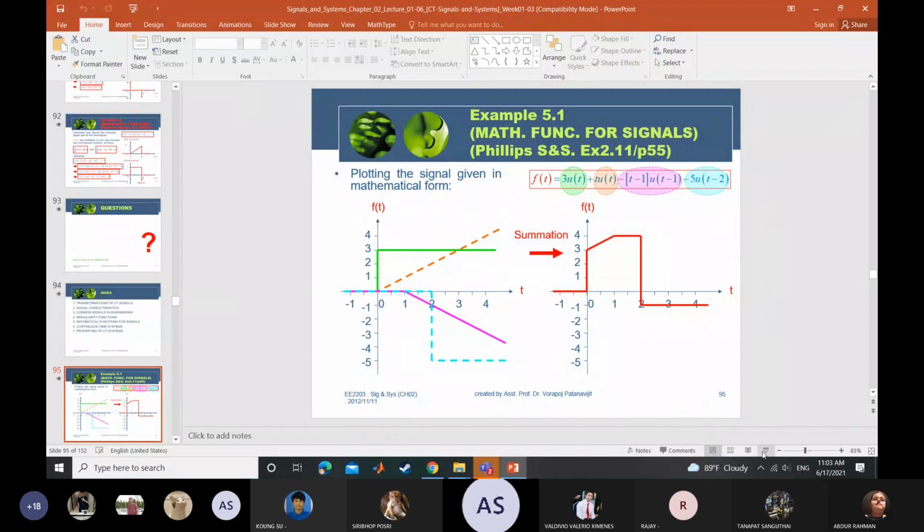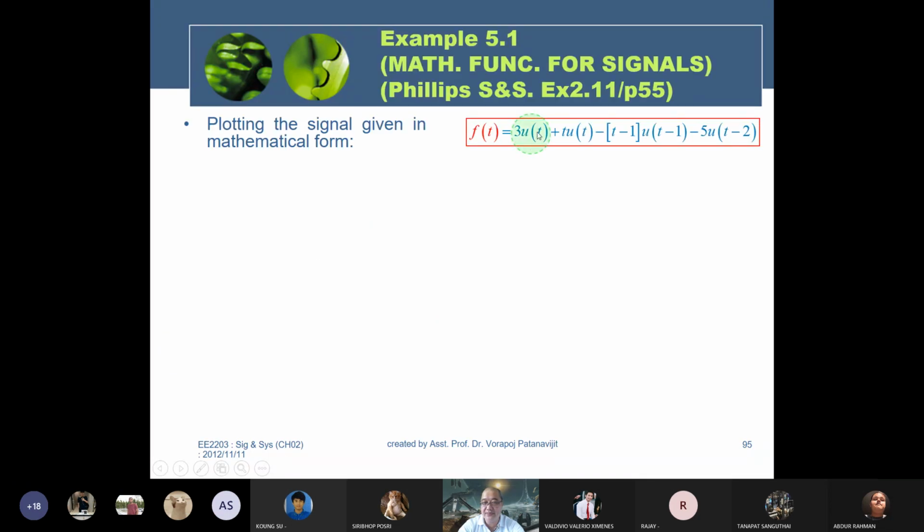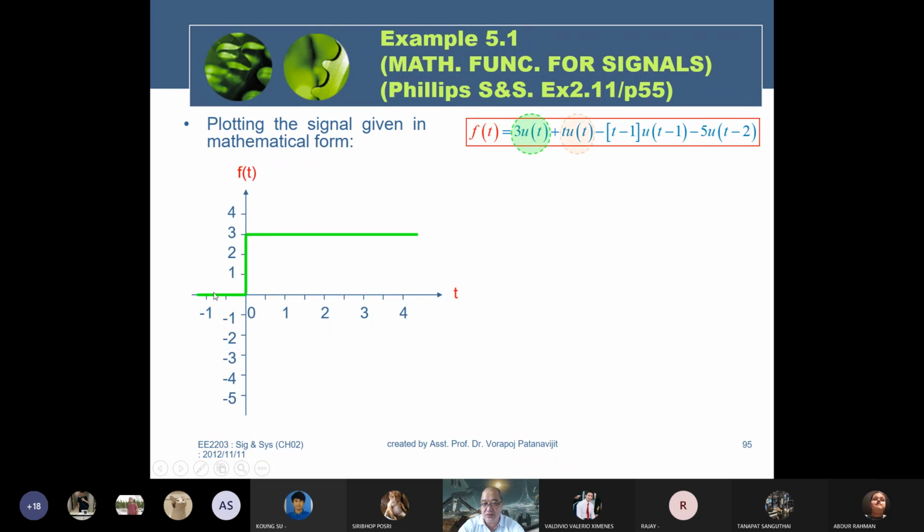And the last step is the similarity pattern. I will show you all the points of view again. The green one is here, 3u(t). You know how to sketch each part. Here is u(t). You amplify it, using time scaling by 3. Second one, tu(t). tu(t) is here, the orange one.